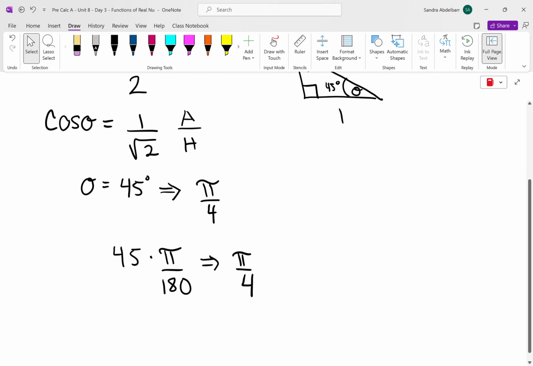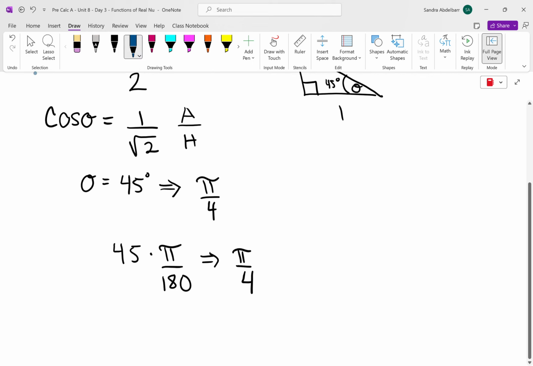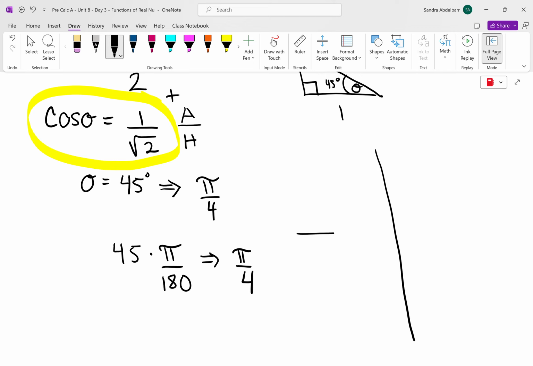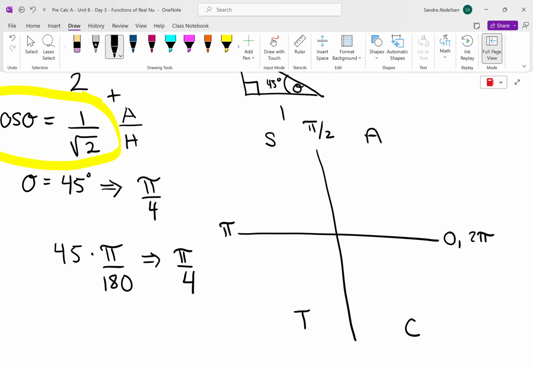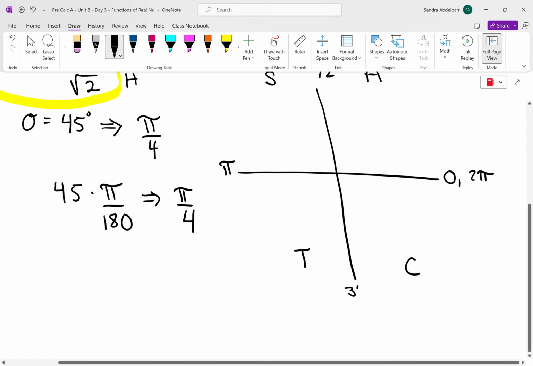Okay, so let's think about this. Do we agree in the original problem cosine was positive? Since cosine was positive, we know all students take calculus. That means this could potentially be in 2 out of the 4 quadrants. Well, let's set this up. We are 0, 2 pi, pi over 2, pi, 3 halves pi.